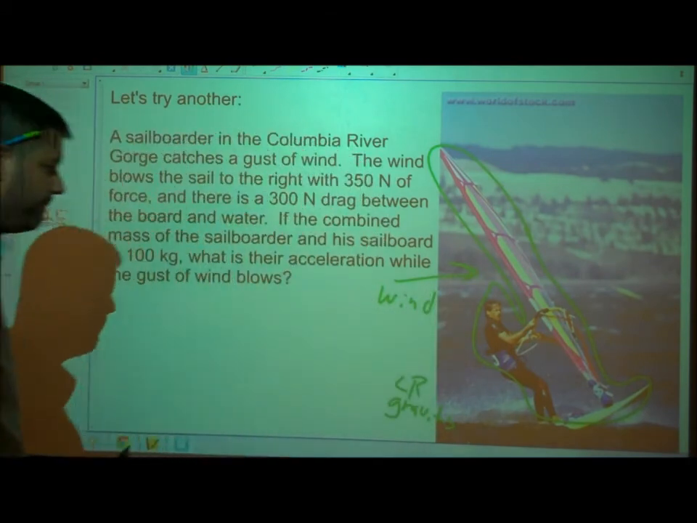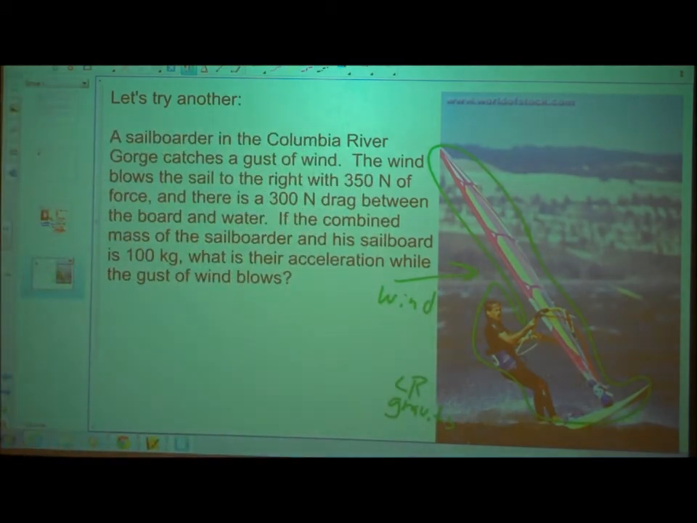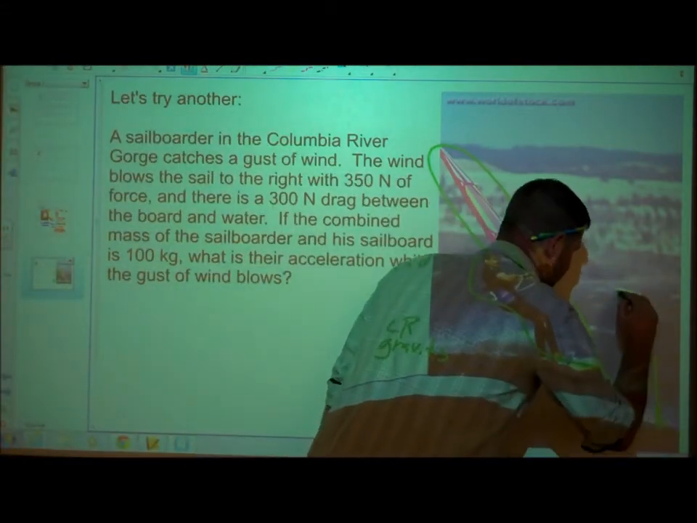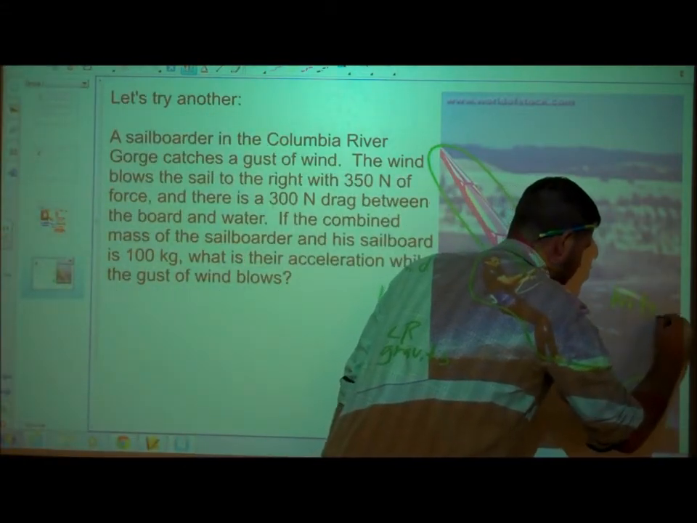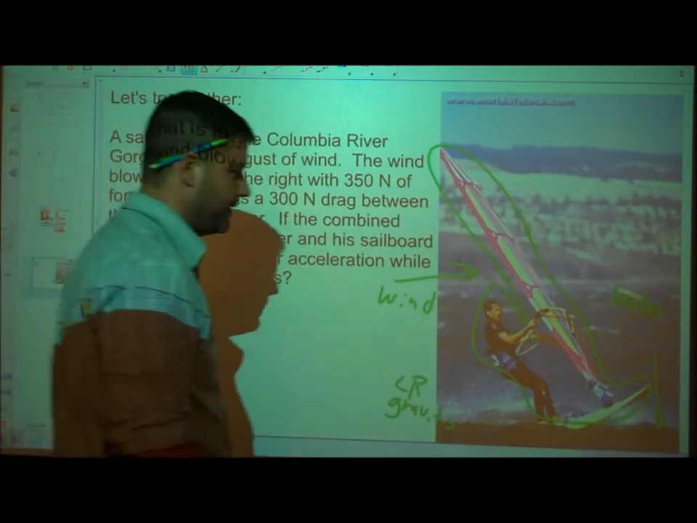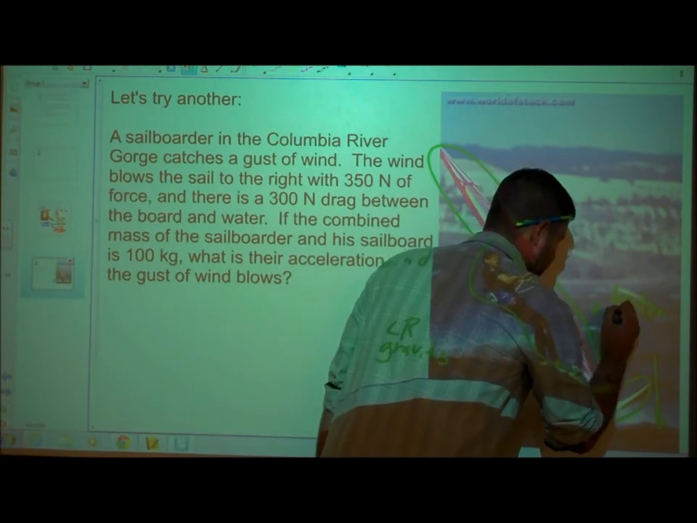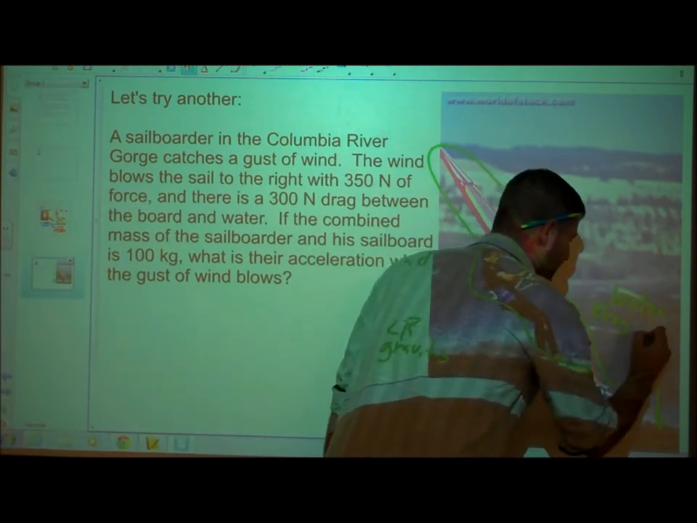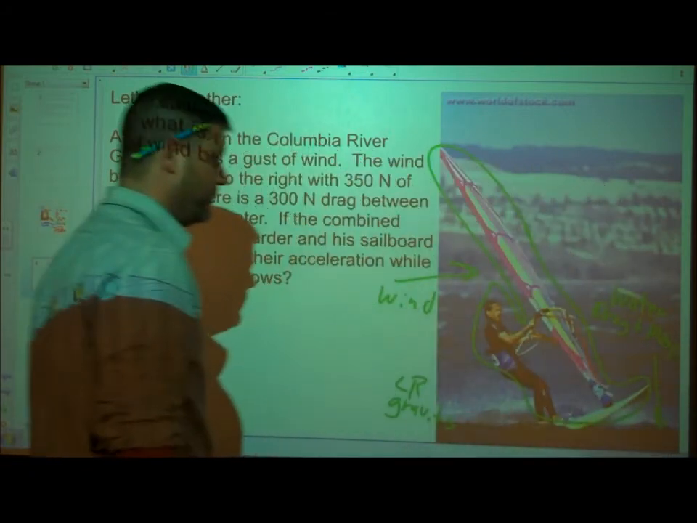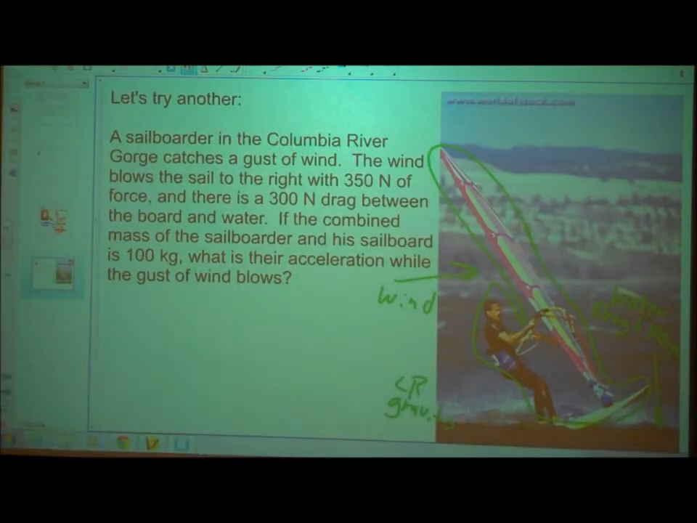So that's two. And then we have to deal with the other contact force, which is the water. In this case, the water is doing two things. We have the water not only holding him up, but also causing drag. So the water is producing drag and holding him up. So those are our four forces that we're dealing with. So once again, let's go ahead and draw our free body diagram here.